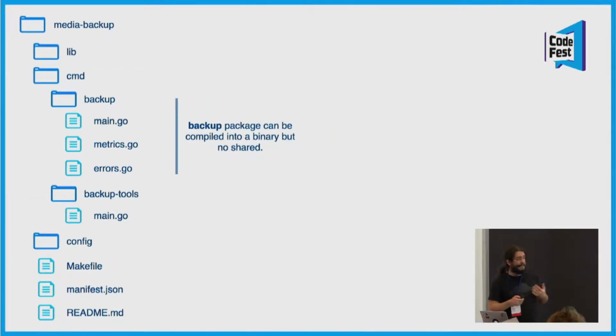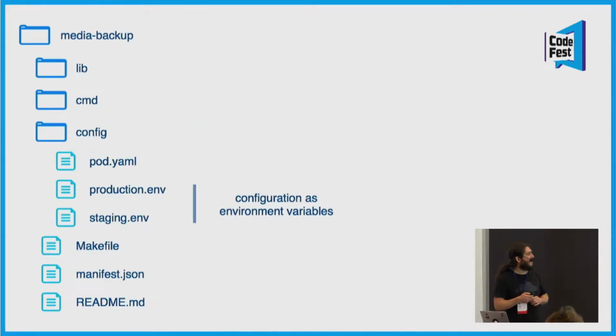Then we have cmd. Command is for the final build, the executables. And so usually we may have many of them. In this case, we have a backup server, and then we have some tools which use the libraries. This part is not shareable. It's completely isolated. Then we have a config folder, which is platform specific.